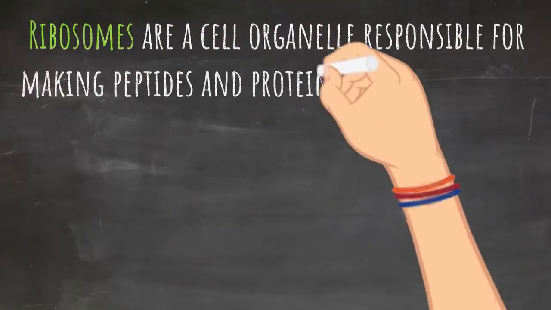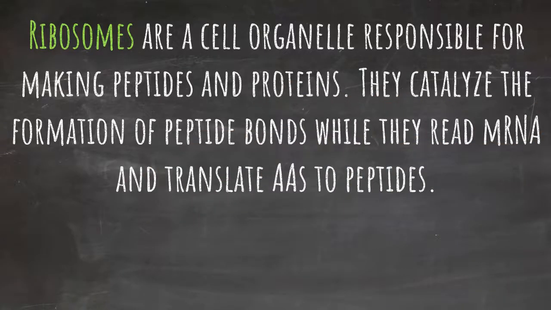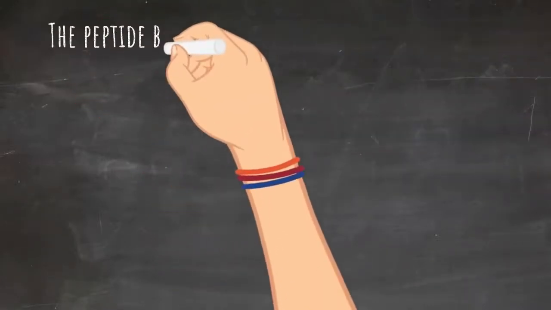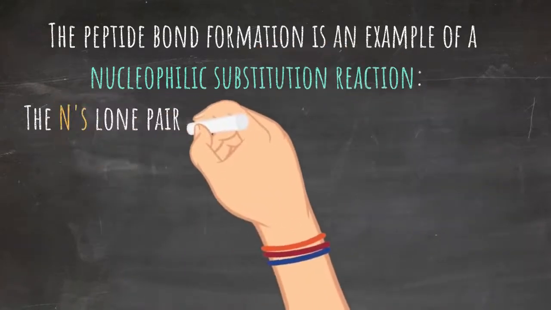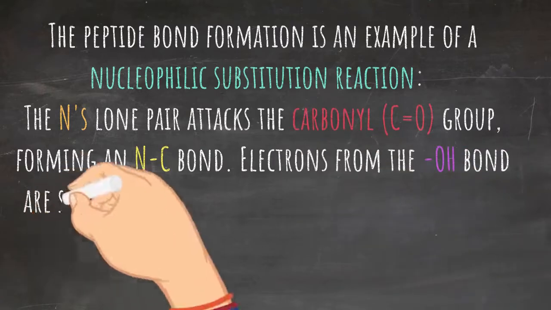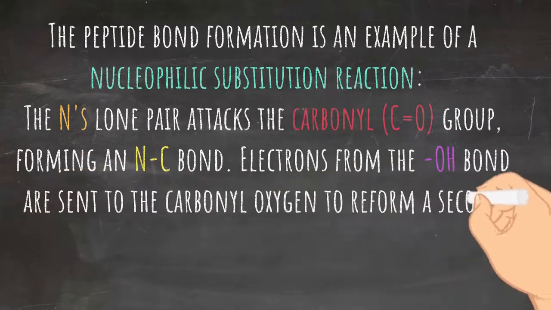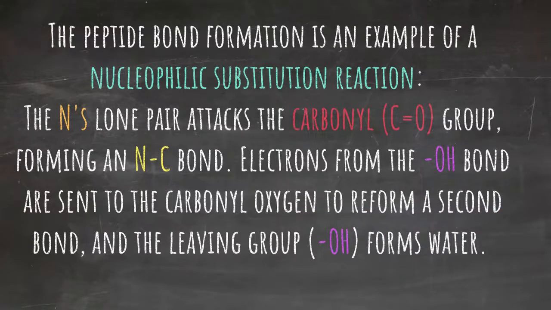Ribosomes are a cell organelle responsible for making peptides and proteins. They catalyze the formation of peptide bonds while they read mRNA and translate amino acids to peptides. So, peptide bond formation is an example of a nucleophilic substitution reaction. The nitrogen's lone pair attacks a carbonyl or CO group, forming a nitrogen-carbon bond. Electrons from the OH bond are sent to the carbonyl oxygen to reform a second bond, and the leaving group, OH, forms water by grabbing onto another hydrogen in the solution.